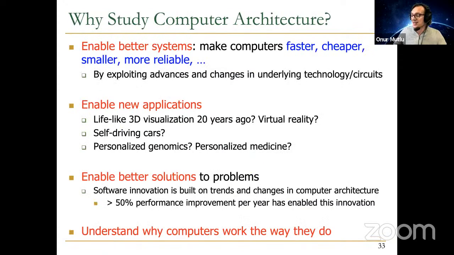So this is something we discussed in digital design and computer architecture, but I think we should discuss it very briefly again. Why do we want to study computer architecture? Hopefully, you're here for that reason. We would like to enable better systems, make computers faster, cheaper, smaller, more reliable. And to be able to do that, we want to exploit advances and changes in the underlying technology and circuits, and also the applications. We want to enable new applications and make existing applications better.